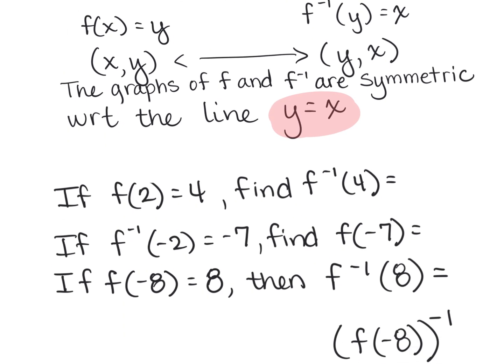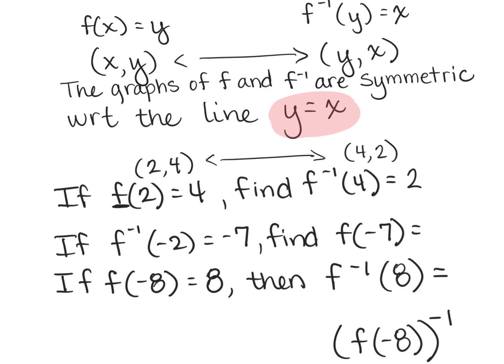For example, what this means is if I have f of 2 is equal to 4, that means this ordered pair point is 2, 4, and this is on the original f function. If you want to find f inverse of 4, then that's going to be the ordered pair point 4, 2, because this is the inverse, so x and y switch places.